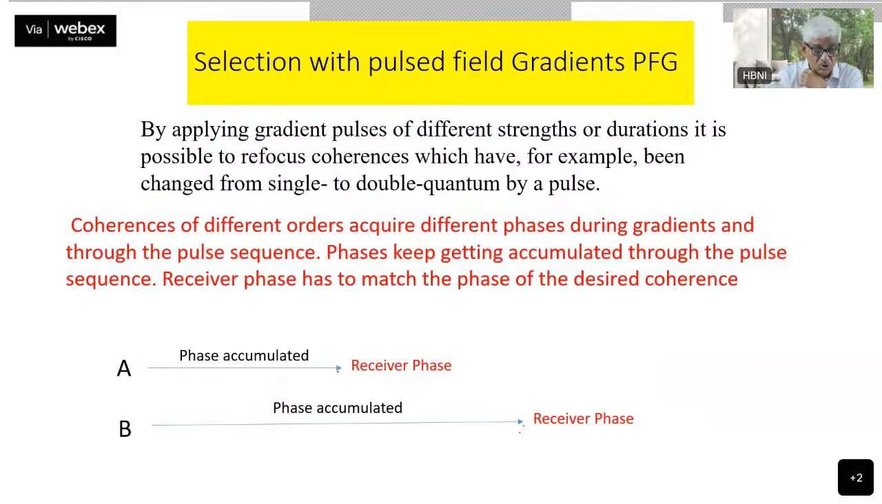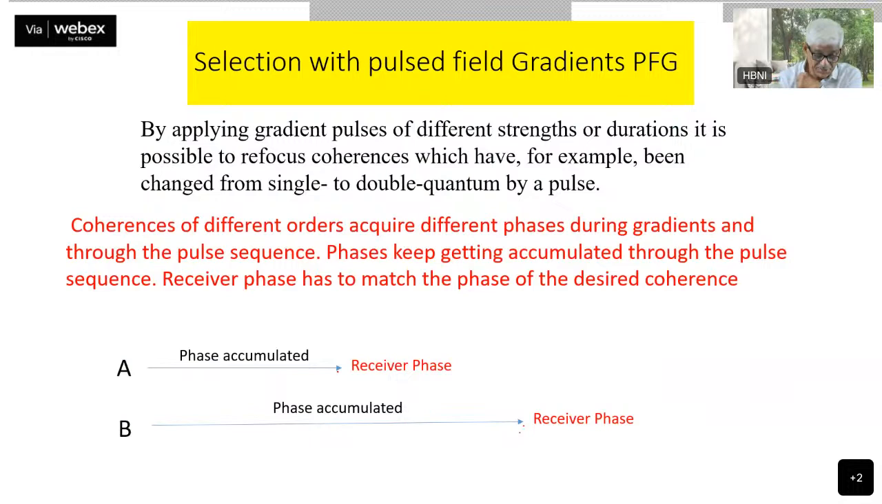So coherences of different orders acquire different phases during gradients and through the pulse sequence, because you are doing all kinds of things through the pulse sequence. You are applying a 90-degree pulse, various double quantum filter, all sorts of things. You are creating various orders and the phases keep getting accumulated through the pulse sequence. The receiver phase has to match the phase of the desired coherence.